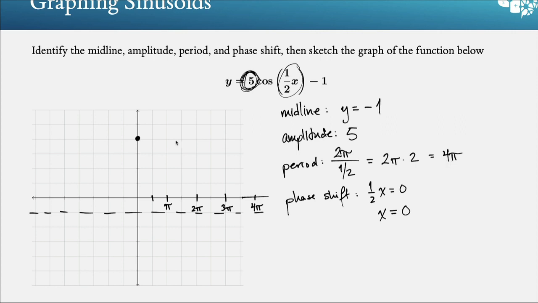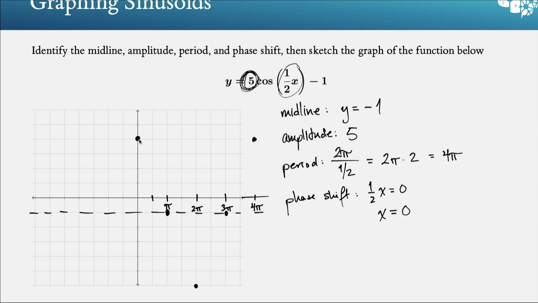So I can go to the right or to the left. I'm going to go to the right from 0, 4 pi. It goes right there. And then with cosine, halfway between those points, so halfway between 0 and 4 pi is 2 pi, we get a point, but it's on the opposite side of the midline. So down 5 from the midline. 1, 2, 3, 4, 5. There we go. And then halfway between those 2 points on the midline, we get a point.